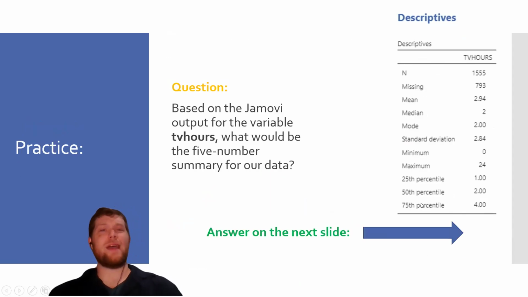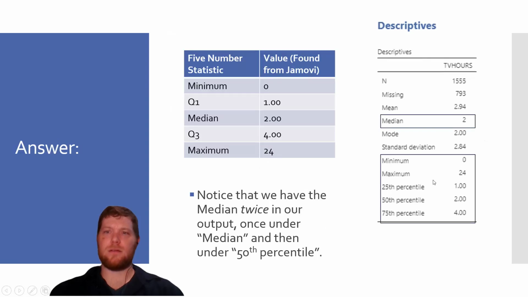So based on this Jamovi output, what would the 5-number summary of the data be? Looks like the 25th percentile is 1, the 50th percentile is 2, the 75th percentile is 4, and the minimum is 0, the maximum is 24. We get all the values right here. I can also get the median given here, which is also the 50th percentile, and so they should match up without any issue.